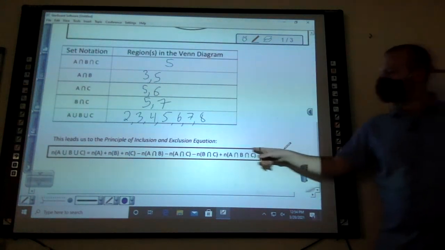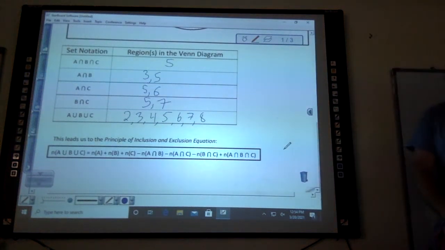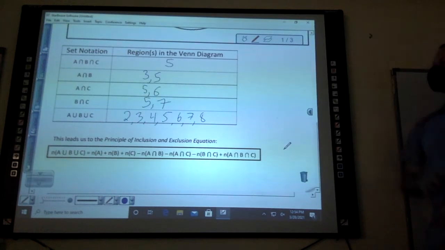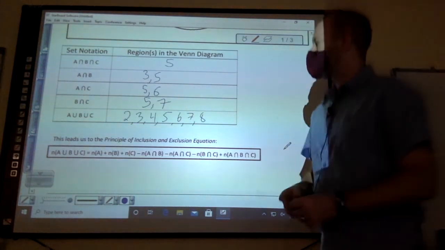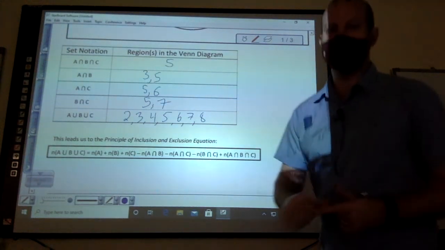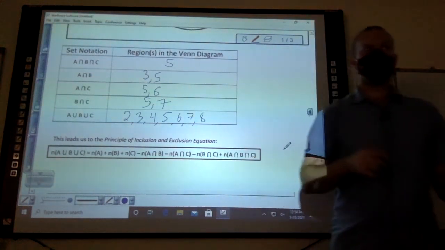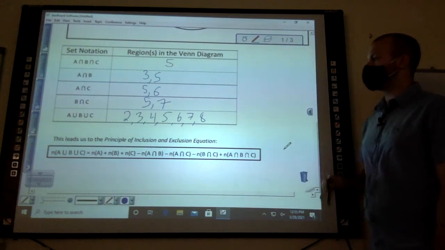Here, this big long equation is going to be on your formula sheet. You do not have to memorize this. You just need to know how to utilize it. I'm going to show an example of how that works, because I don't want to confuse you at this point with that. We're going to use this on the next page.